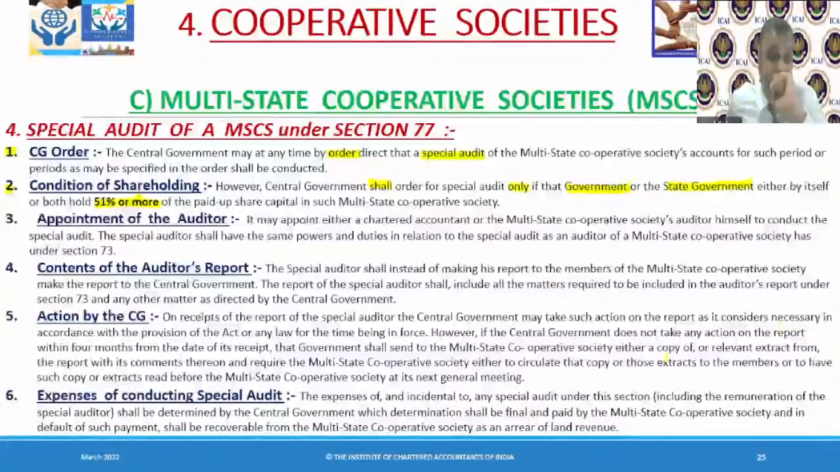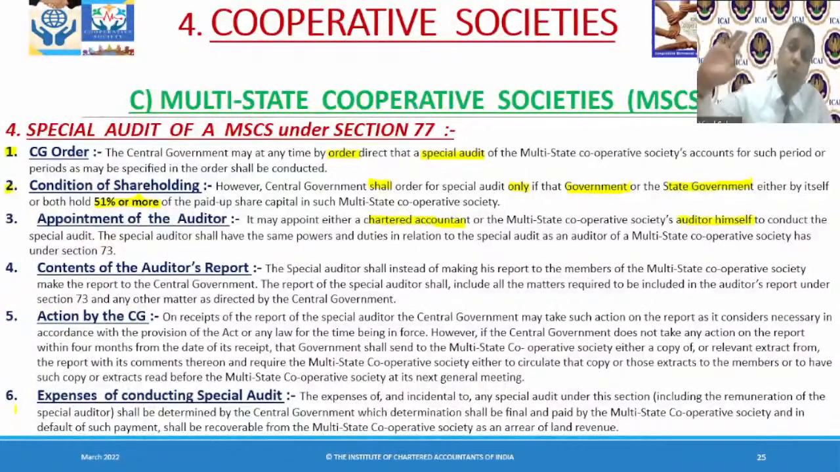So the central government will appoint a chartered accountant or the multi-state cooperative society's auditor himself to conduct the special audit. Whosoever has been appointed the auditor of the multi-state cooperative society can be asked to conduct the special audit, or the government may appoint a chartered accountant, or on their behalf a separate person. The special auditor has the same powers as given to the auditor under Section 73.